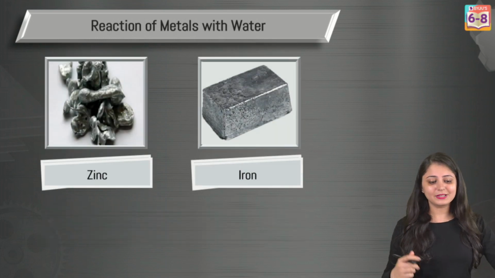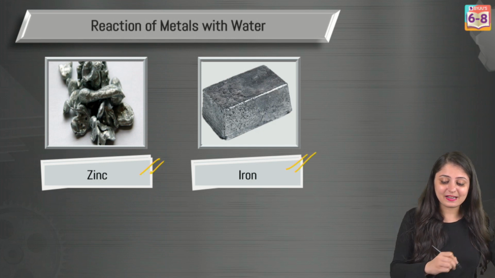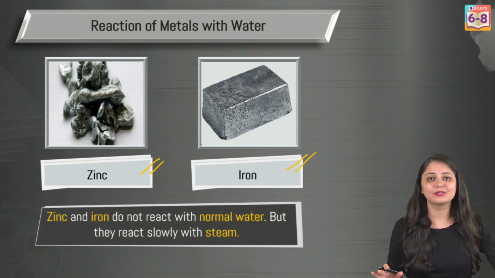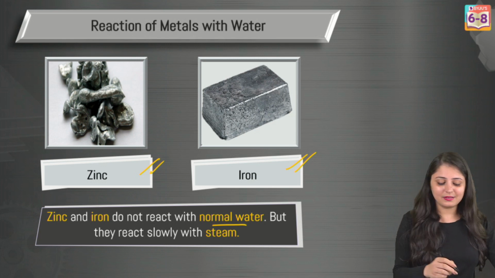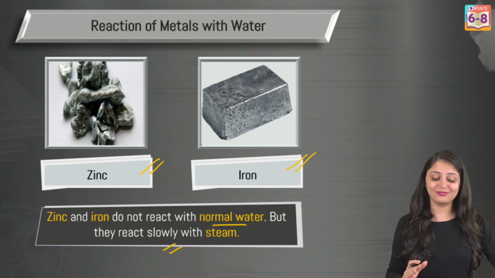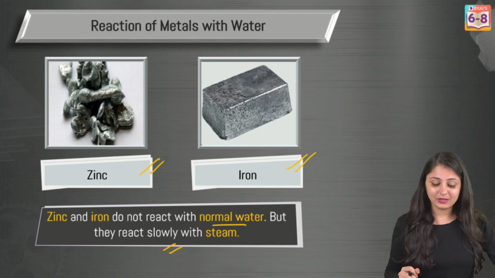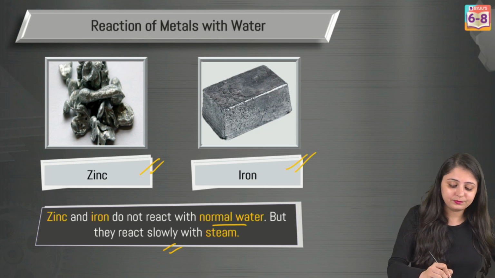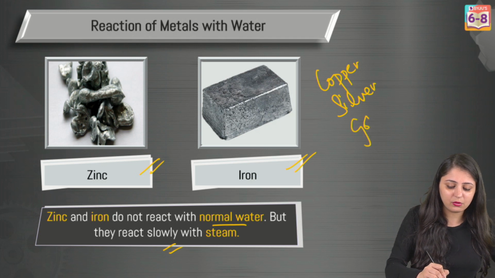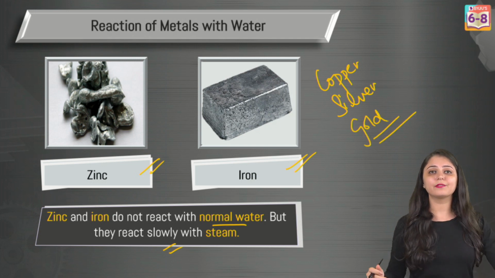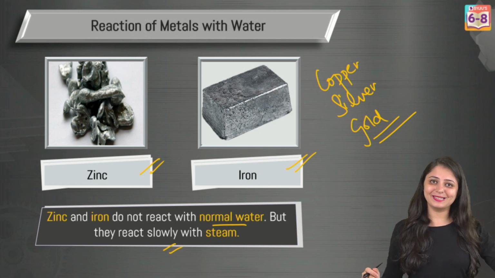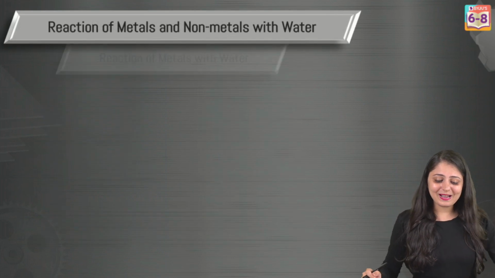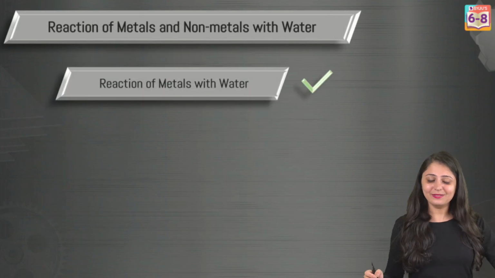But we've got other metals also. Metals like zinc and iron do not react with cold water. In fact, they do not react with normal water also. And with steam, they react very, very slowly. Then there is another set of metals, for example copper, silver and gold. These metals do not react with water at all. So you must have noticed that different metals have different reactivities with water. Alright, so now we know how metals are reacting with water.